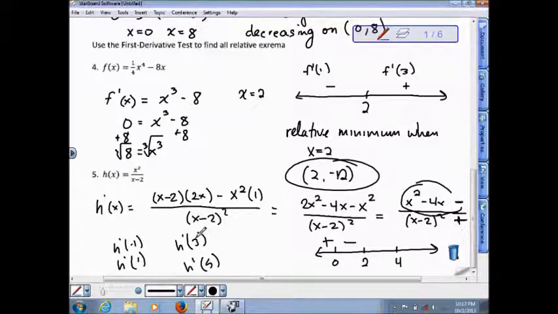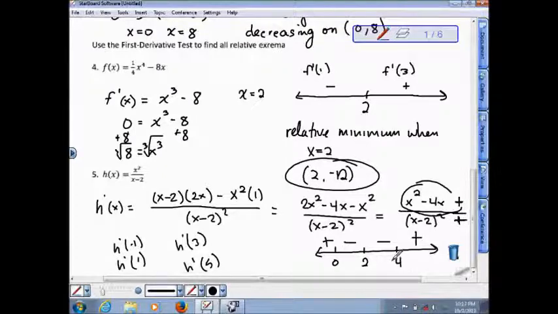Plugging in a 3 for both x's here. 3 squared is 9, but minus 12 here makes it negative. Negative divided by positive is negative. And if you plug in a 5, 5 squared is 25, but minus 20 makes it positive. Divided by a positive is positive.